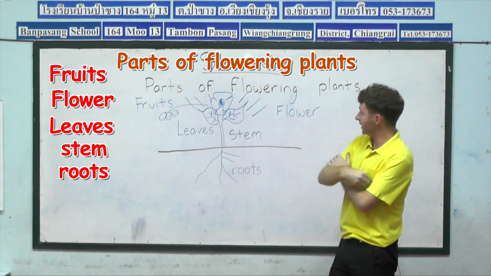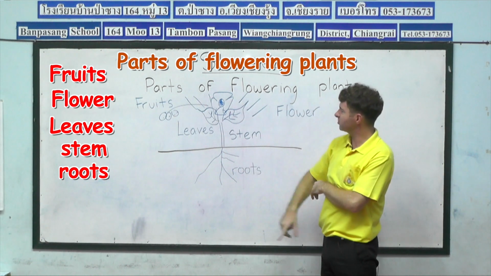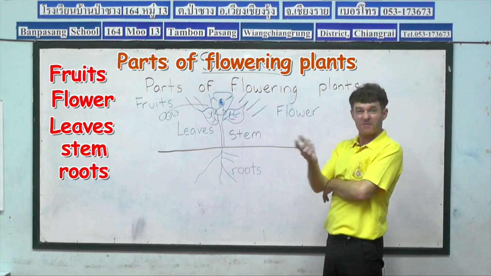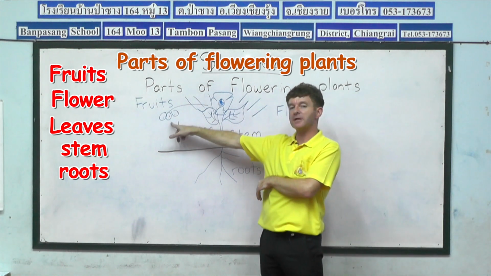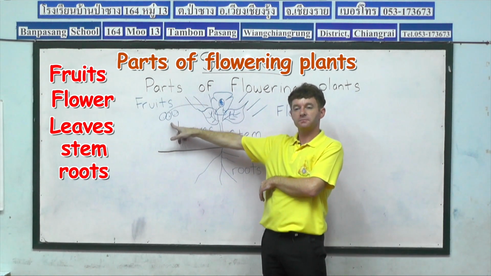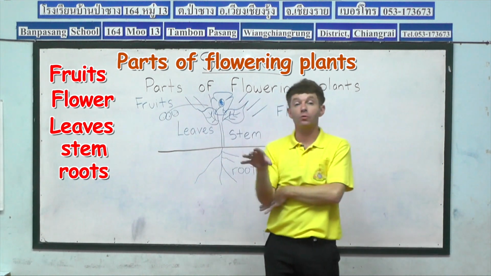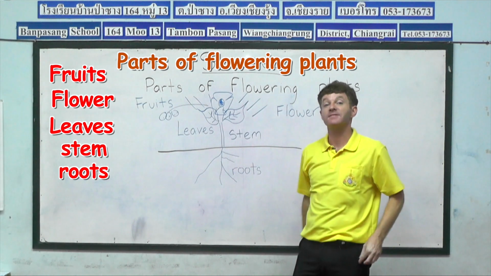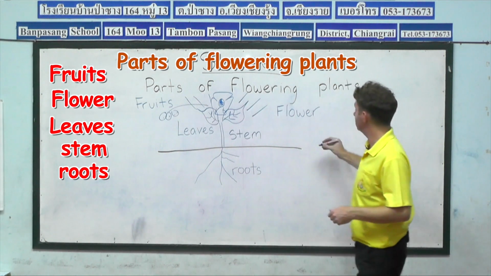Have a look at our diagram, guys. Do you think the roots do the same job that the flower does? No, they're different. Do you think the stem does the same job that the fruits do? No, they all have their own different roles and functions. And function is a key word in today's lesson. So let's write that word on the board. Function.